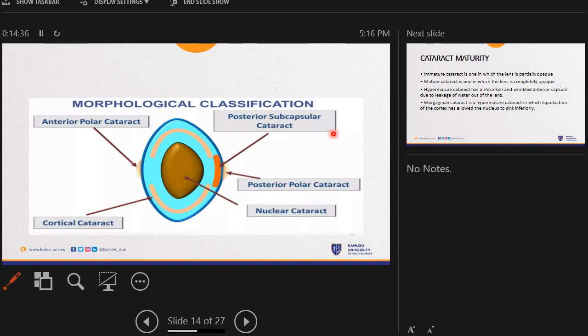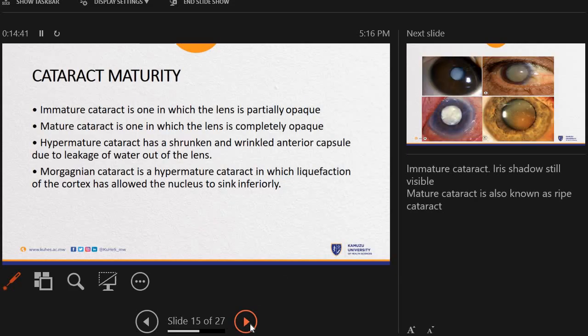All right, but first of all, let's talk about cataract maturity. We can classify the maturity of cataract as immature cataract, in which the lens is partially opaque. It's not fully opaque. You also have a mature cataract, in which the lens is completely opaque. A hypermature cataract has a shrunken and wrinkled anterior capsule due to leakage of water out of the lens.